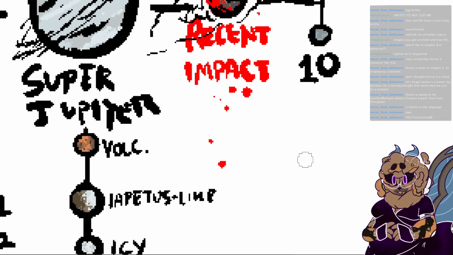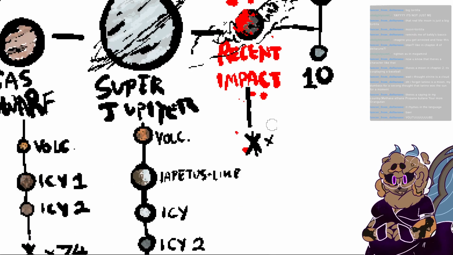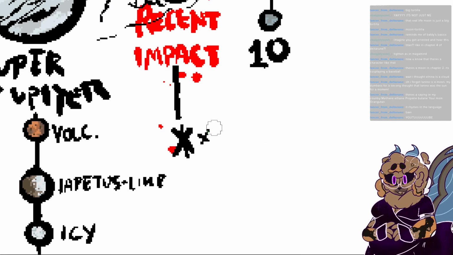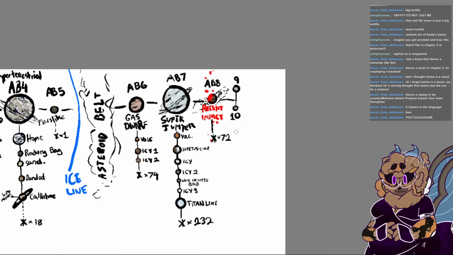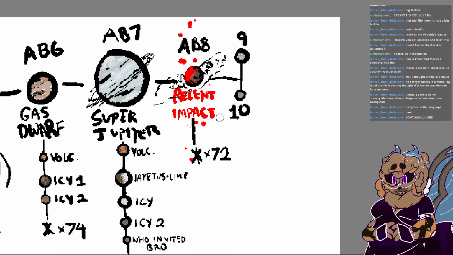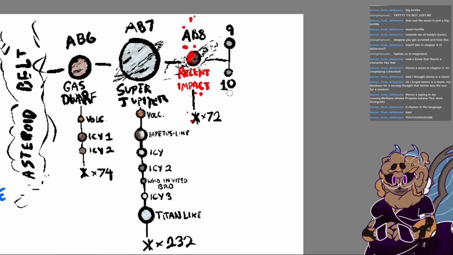And let's make this recently impacted world have, I'm going to say probably, because it got recently impacted, there's going to be a lot of temporary moonlets and stuff like that. I'm going to say 72. So it's going to have slightly less moons than the gas dwarf, but a lot of them are going to settle down and fall back down over time.